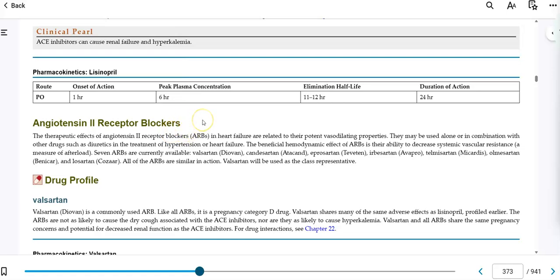Same thing with my ARBs on those individuals. They're going to cause some good vasodilation. Can use them alone or with other medications. Don't have the cough and don't have to worry about our hyperkalemia with those individuals.